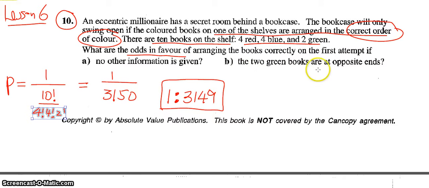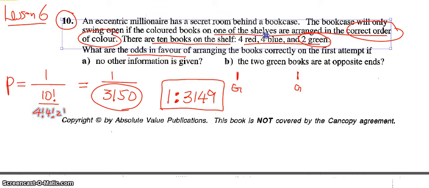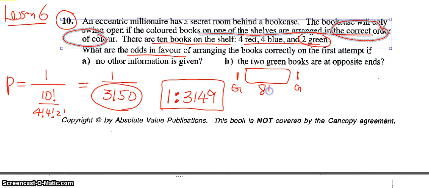The 2 green books are at opposite ends. Again, there are so many ways to arrange. And then you want 2 green books, so green here, green there. Well, there's only 2, so this is the only way to have 2 green books. So all you need to do is arrange the 8 books in between, but 4 of them are alike and 4 of them are alike.